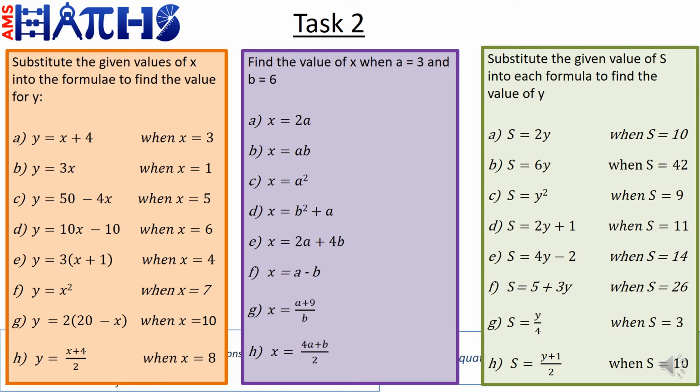Here is task 2. Orange box is bronze, purple box is silver, and green box is gold. Okay, so based on the example that we just looked at with substituting into a formula to find an unknown, that's your task. Spend no more than 15 to 20 minutes doing these questions. Once you're through, resume the video to check your answers.